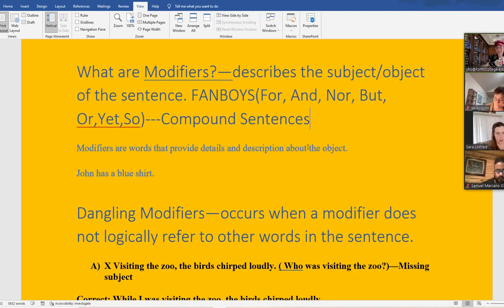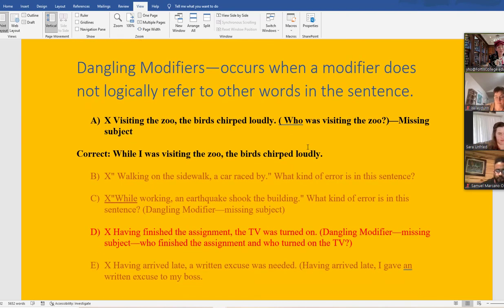That's something that'll be on your quiz. It's going to be true or false. Anyway, getting back to dangling: a dangling modifier is when the modifier is missing its subject in the sentence. Here you have "Visiting the zoo, the birds chirped loudly." Remember that the modifier and whatever noun it modifies always have to be together. So this one is missing it.